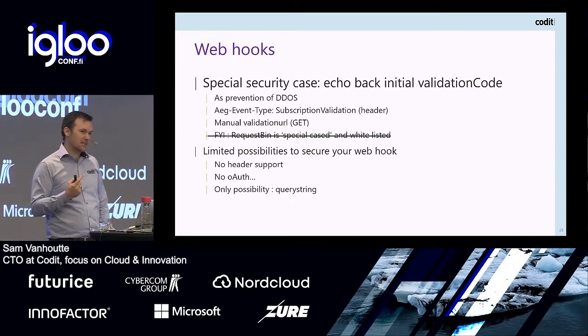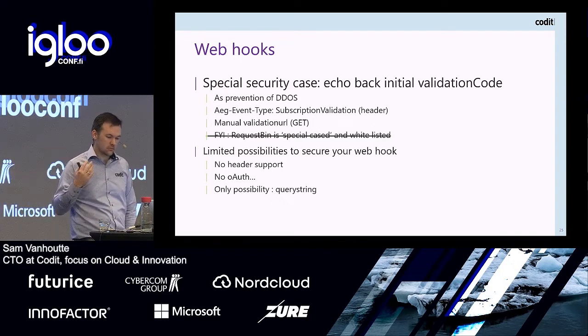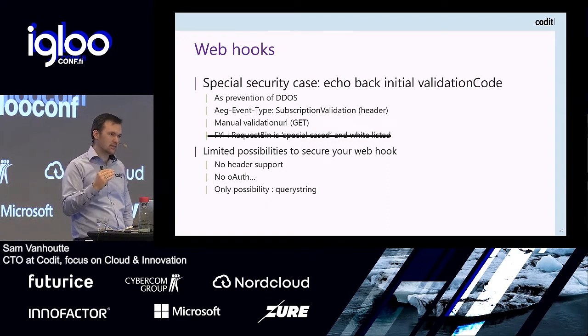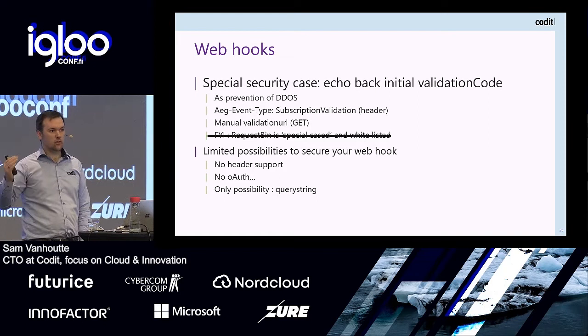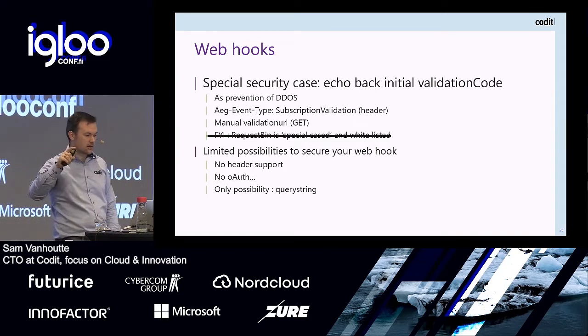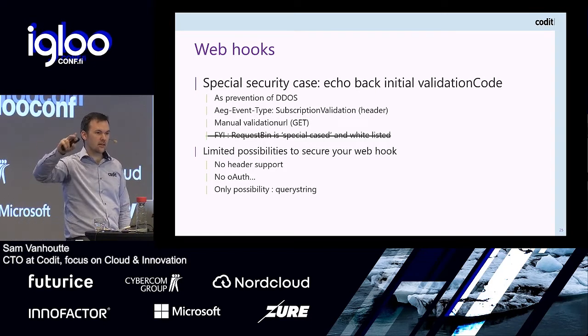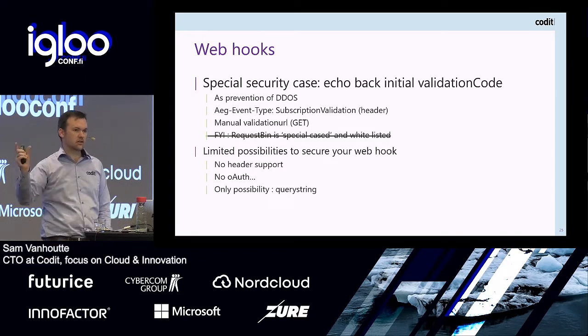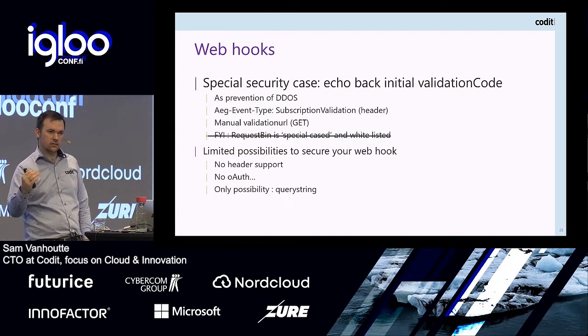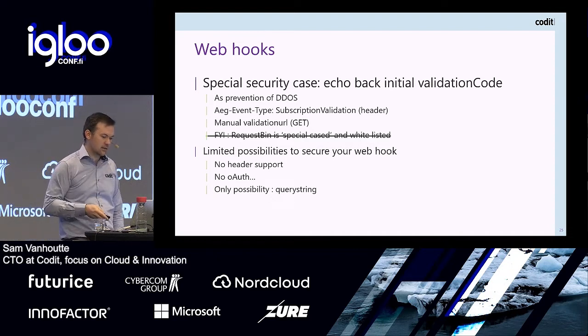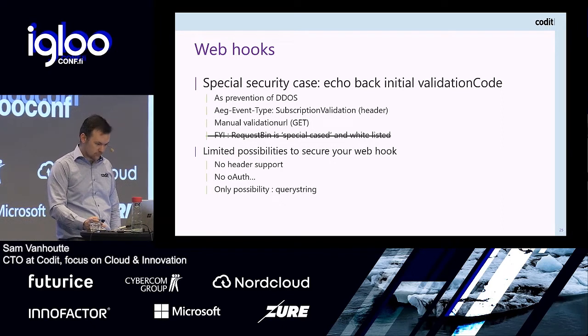What is also important, and I feel that there's something missing, is that it's quite limited in security. The way to secure your webhook is only by passing in something through a query string, like question mark key equals secret key. So you cannot have a secret key in a header or something configured. That's something that I'm missing, and of course OAuth is definitely not in place there.